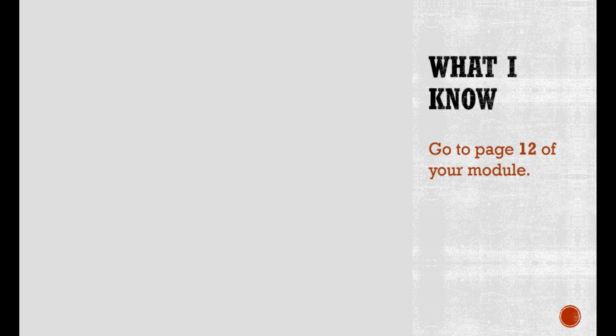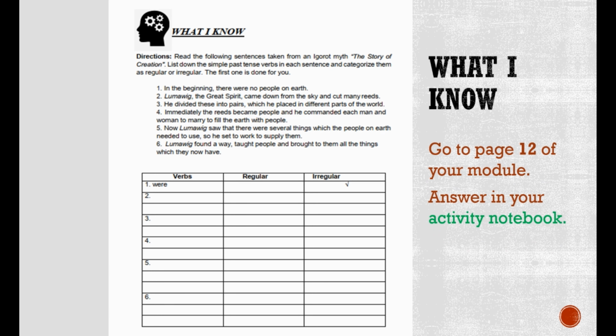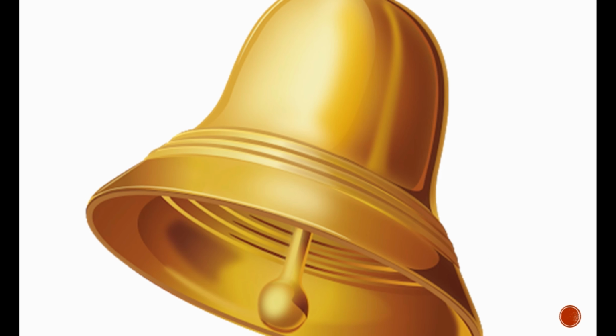Before we go on, let's see what you know about the topic. Read the following sentences taken from an Igorot myth, The Story of Creation. List down the simple past tense verbs in each sentence and categorize them as regular or irregular. The first one is done for you. So in number 1, in the beginning, there were no people on earth. The verb in the sentence is were, and it is irregular. So put a check. Are you ready to answer? Let's go!